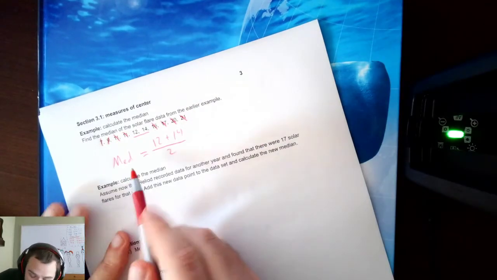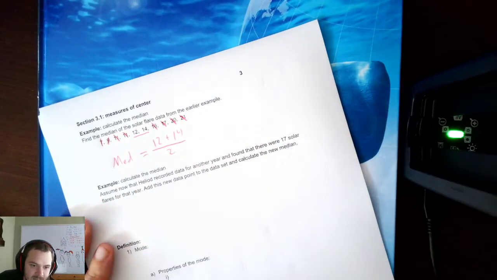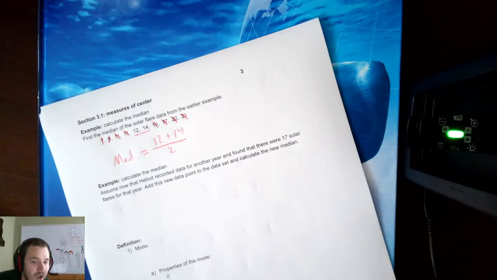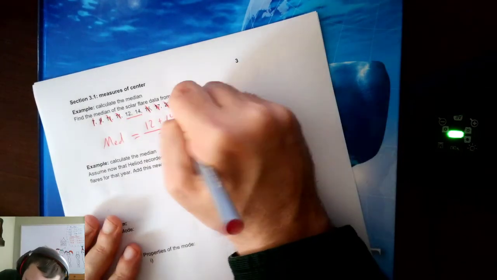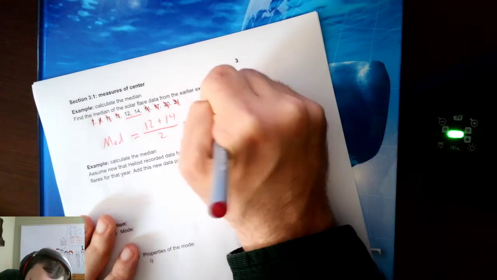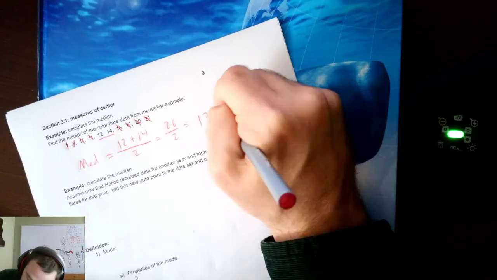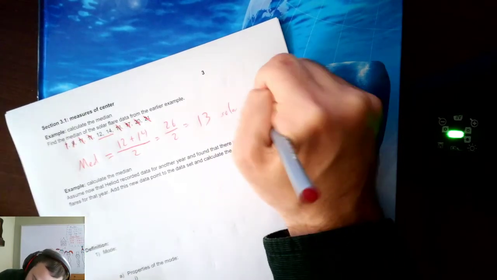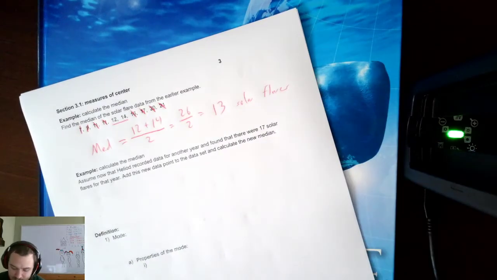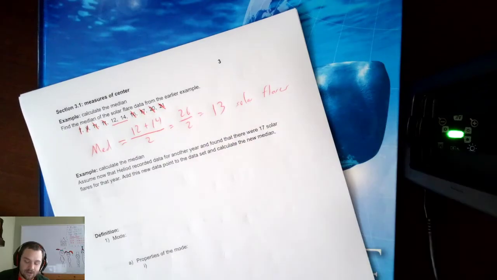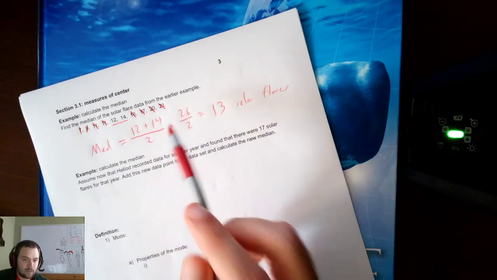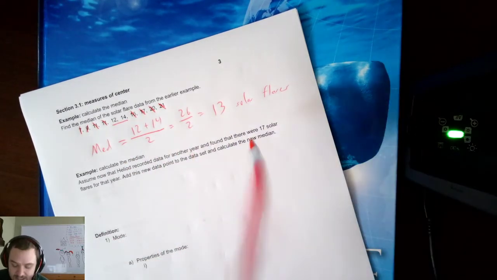I use the term MED for median. Some people use the whole word median. It's up to you if you want to abbreviate. But that'll give us 26 over 2, which gives us 13 solar flares for our answer. So when we did the median, we got 2 numbers left in the center, and we had to average them. We had to find their mean to get the answer.